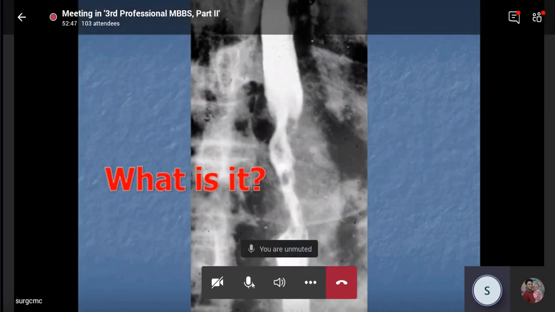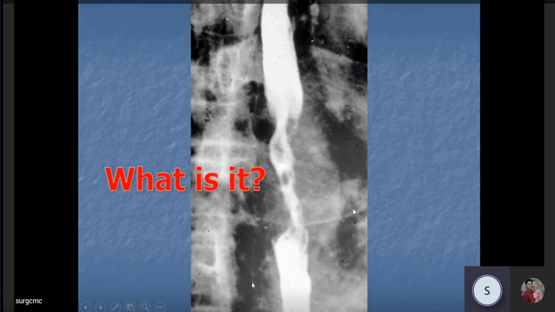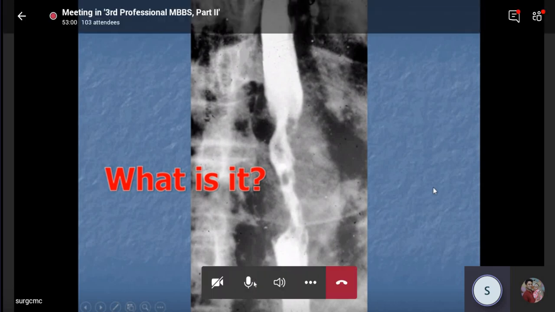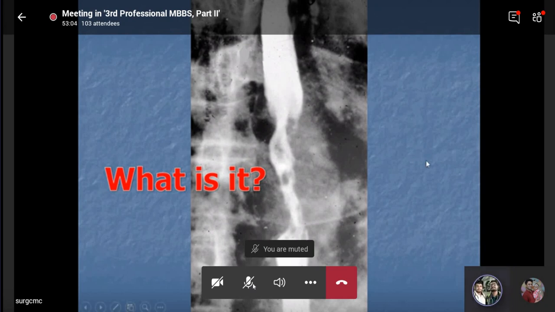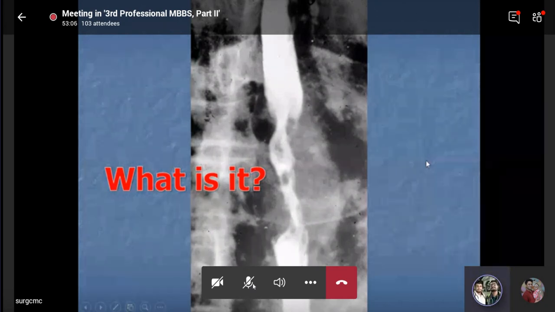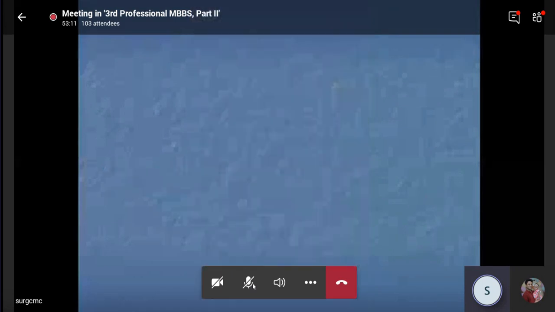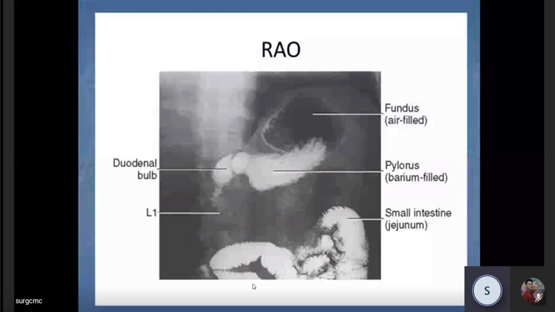Now, sorry, in this plate, I have just minimized the picture. This is esophagus, and this is esophagus going. What is happening here? Apple core deformity. Pardon? This is a filling defect. Very good. What is it? Malignancy. It is a mid esophageal malignancy. Okay. Now we are getting into the stomach proper.